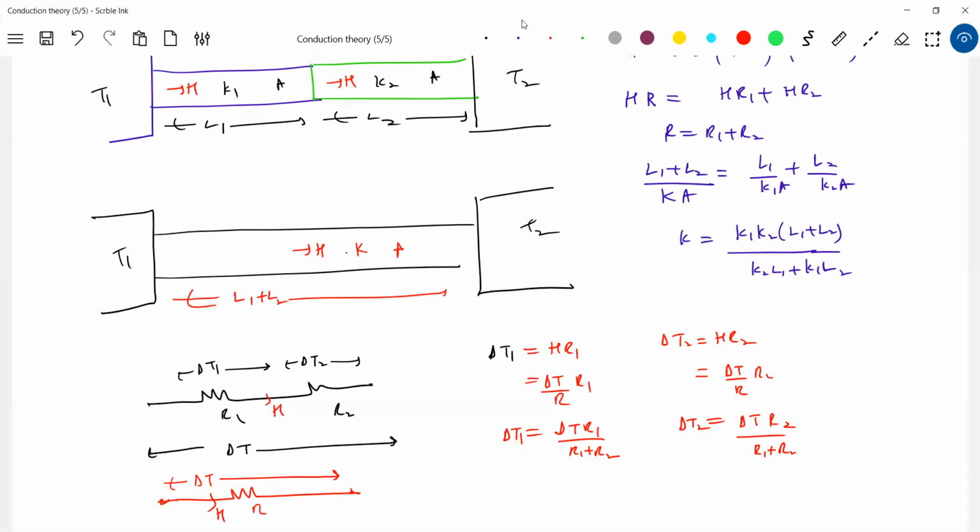Delta T1 is the temperature difference across R1, that is, across the first rod. Delta T2 is the temperature difference across the second rod. Okay, when they're in series, there's the method. So in series, what will happen? The same heat current will flow through each rod. I'll scroll down.